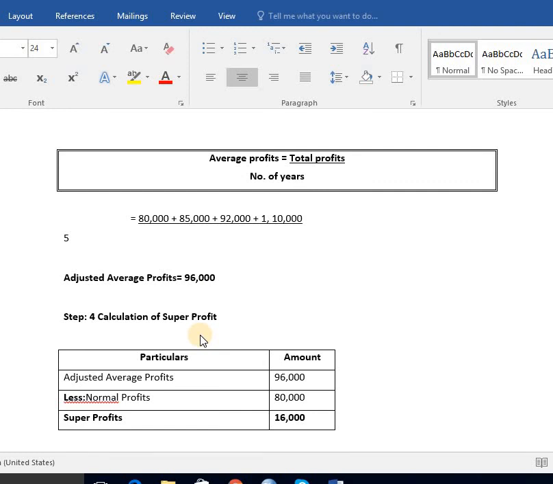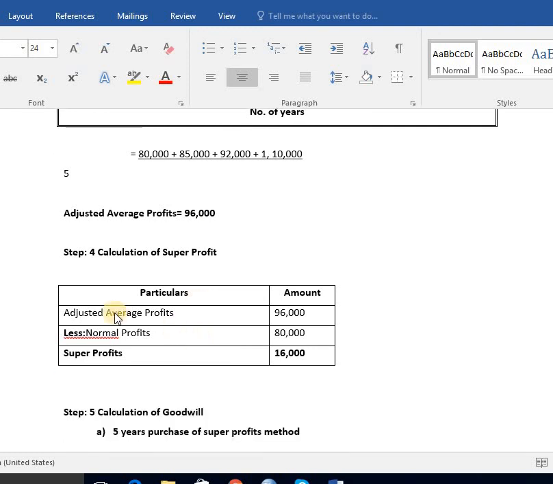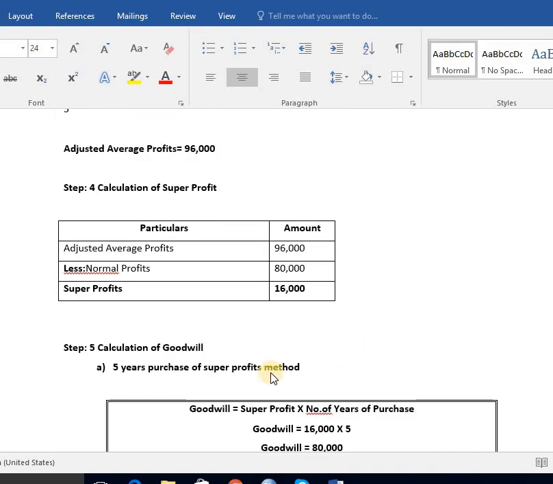Then we are calculating super profit. So, what is super profit? Adjusted average profit. How much did we get? 96,000. What is the normal profit here now? 80,000. Super profit will be 16,000.